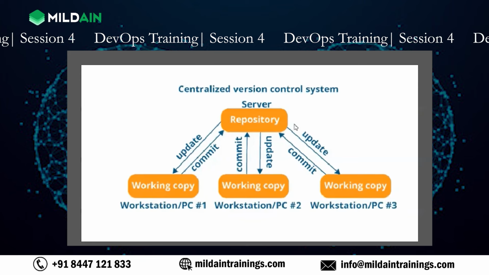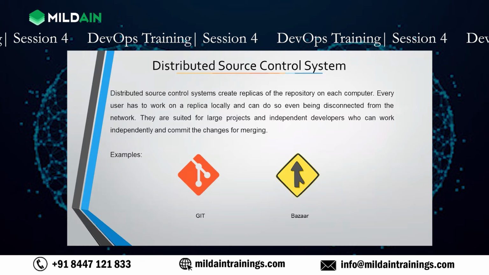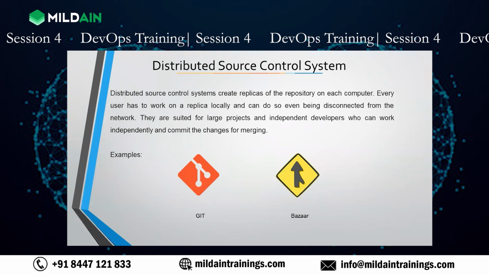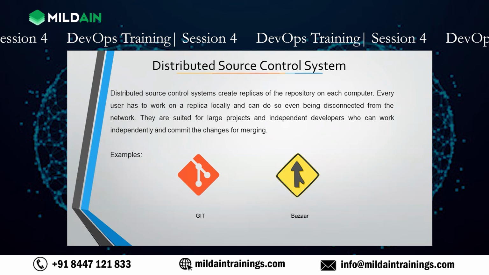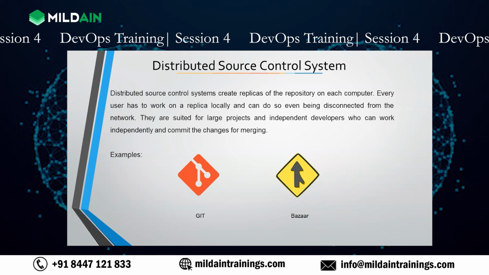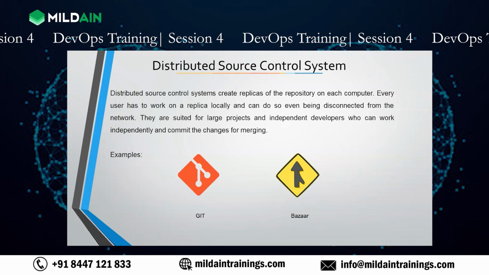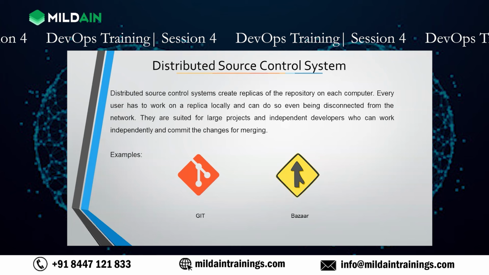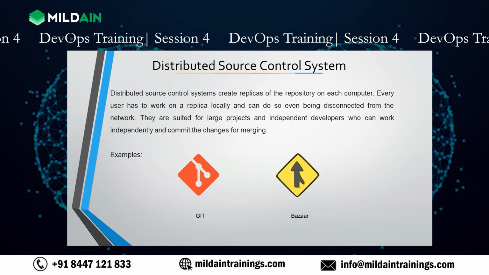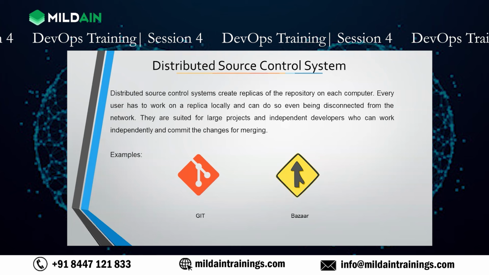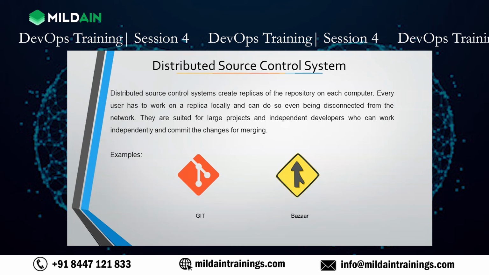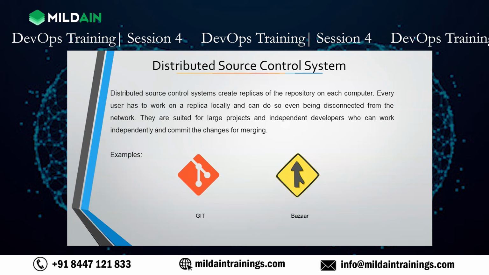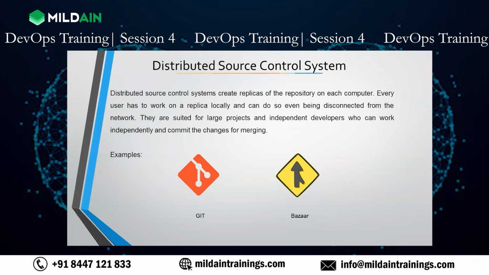Therefore, the distributed version control system. A distributed source control system creates replicas of the repository on each computer. When users pull from the repository, they create a complete replica of it. I have told you about repository application 1, which has different versions. So when they pull it out, the complete file version will come, the complete directory will come, and it will create a replica. What we say is clone. We clone it, we work on it, and then we push it back by doing the commit.